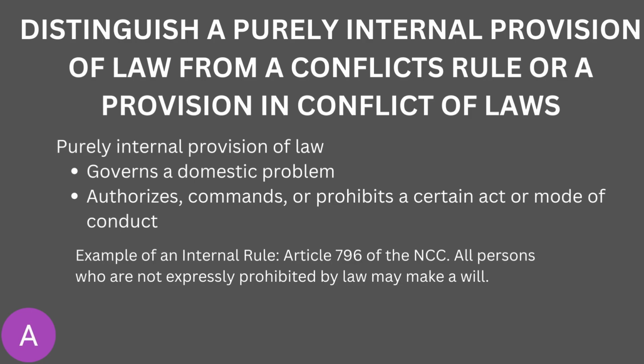Distinguish a purely internal provision of law from a conflicts rule or a provision in conflict of laws. A purely internal provision of law governs a domestic problem, one without a foreign element, and it authorizes, commands, or prohibits a certain act or mode of conduct. The question raised, whether the particular act or mode of conduct is allowed, commanded, or prohibited, is immediately solved. An example of an internal rule is Article 796 of the New Civil Code: all persons who are not expressly prohibited by law may make a will.